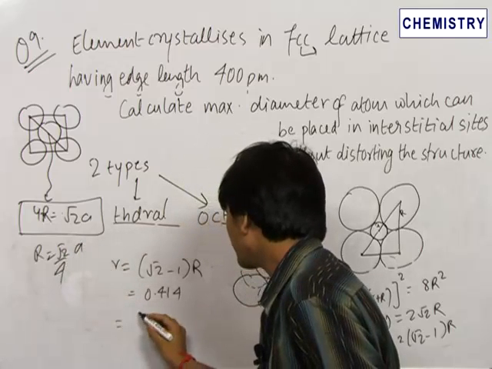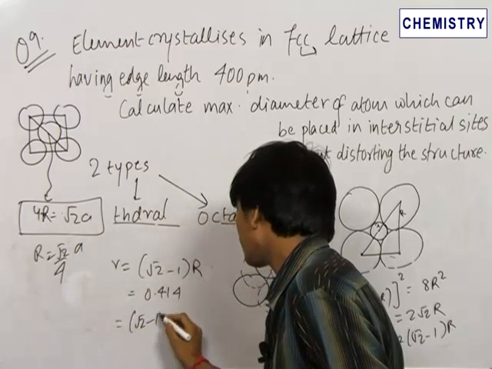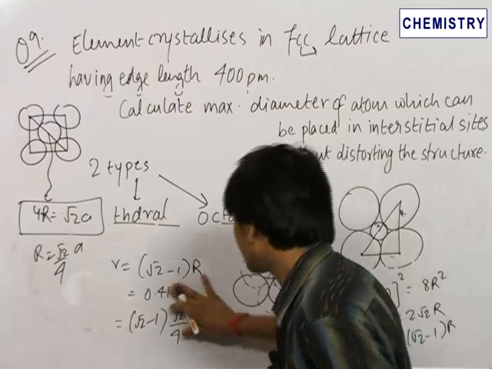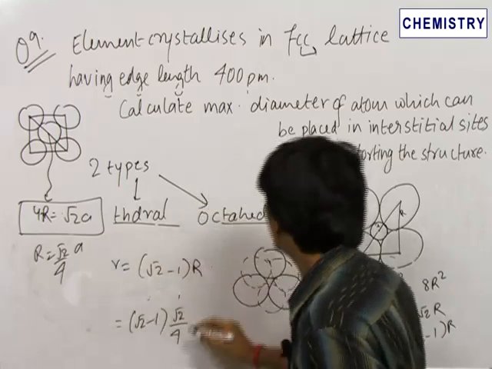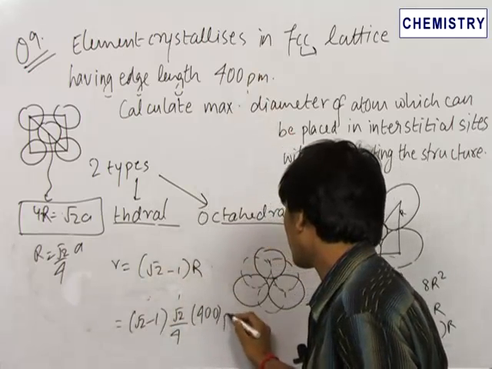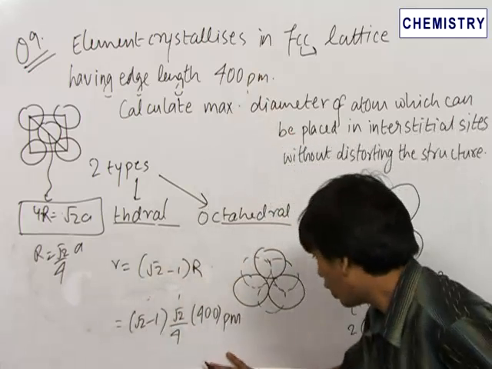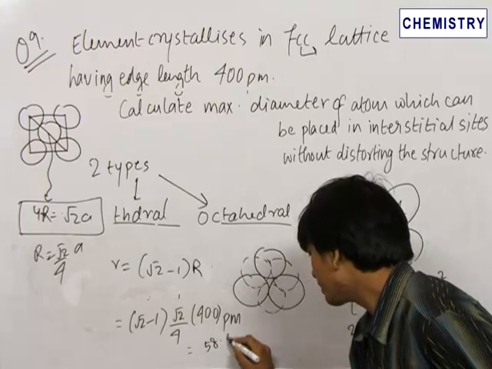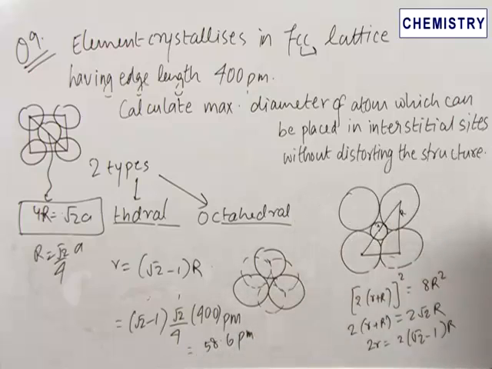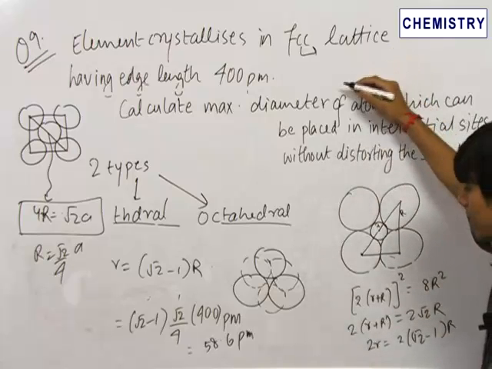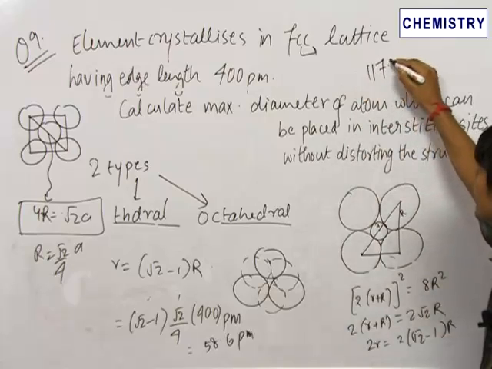Therefore we can write over here root 2 minus 1 into root 2 upon 4 into a, which is given to be 400 picometers. So on calculation this will give 58.6 picometers. Now we need to find out the maximum diameter of the atom which can be placed. That will be just 2 times of this. That will come out to be 117.2 picometers.